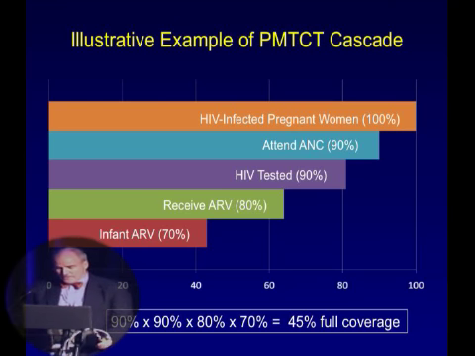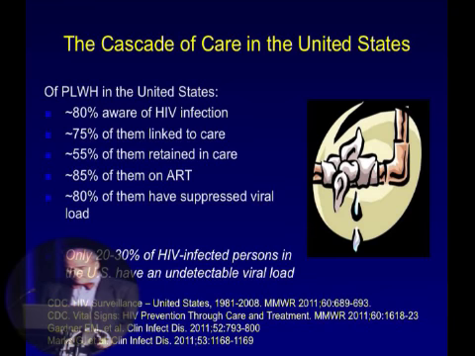But in this example, if 90% of HIV-infected pregnant women attend ANC, and 90% of them are tested, and 80% of them receive antiretrovirals, and 70% of their infants receive antiretrovirals, these are actually multiplied, and so the coverage of the full package would be only 45% in that example.